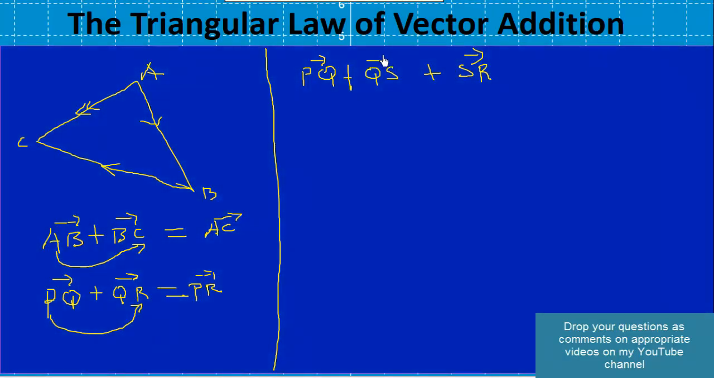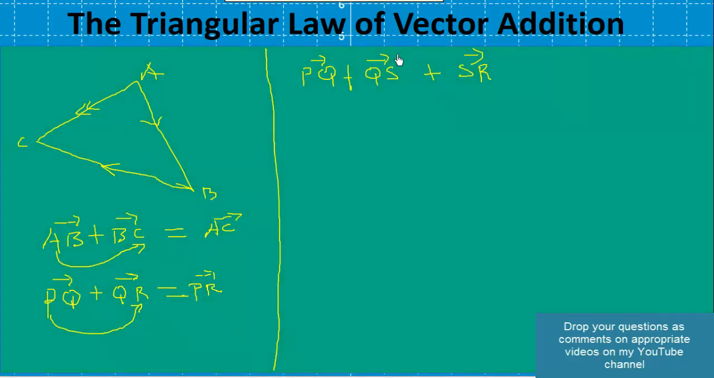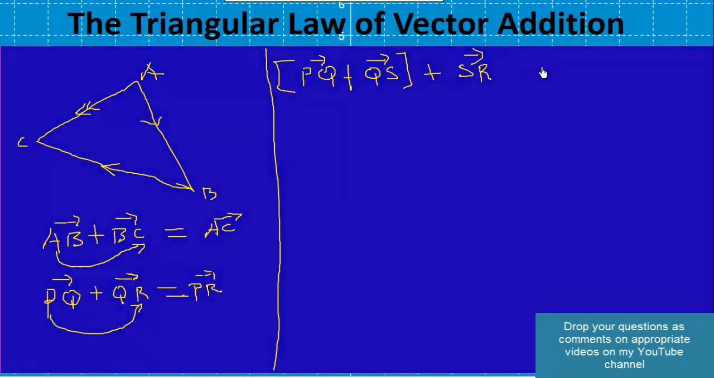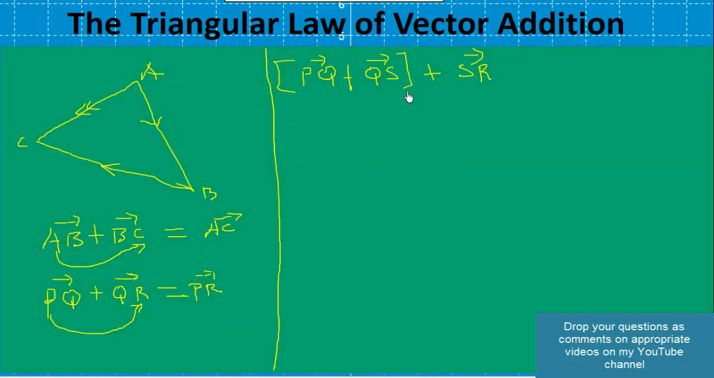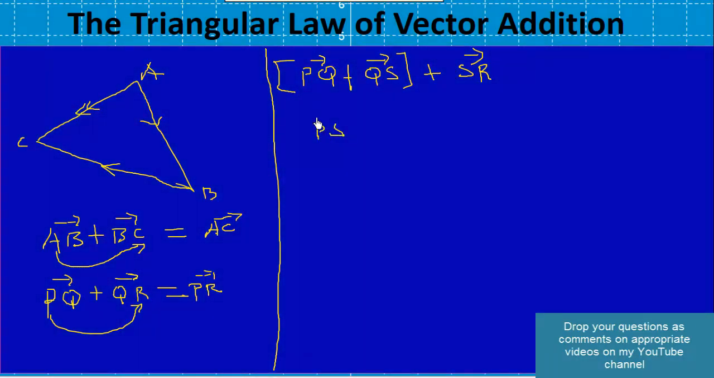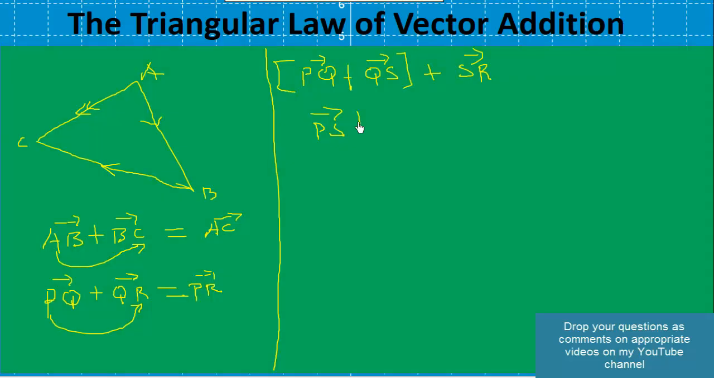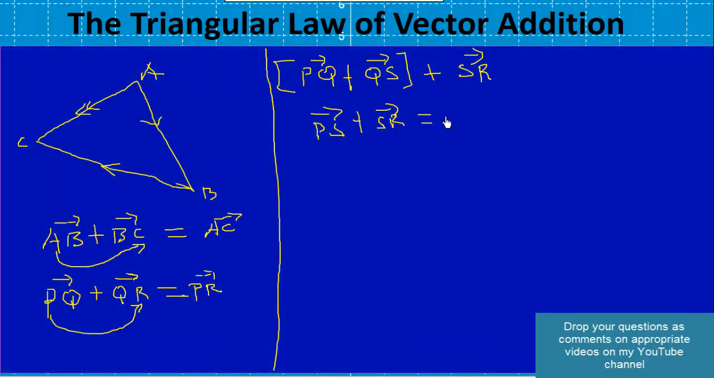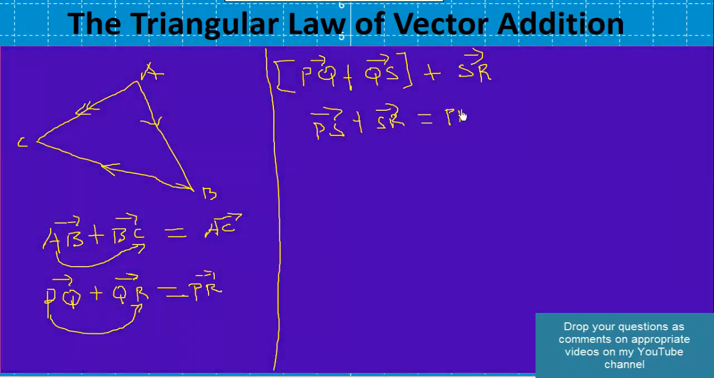When you are asked to simplify this, we take it in pairs. You take the first two, or you take the last two first. So let's do the first two first. This will simplify to give us vector PS plus vector SR. Now this will further simplify to give us vector PR.